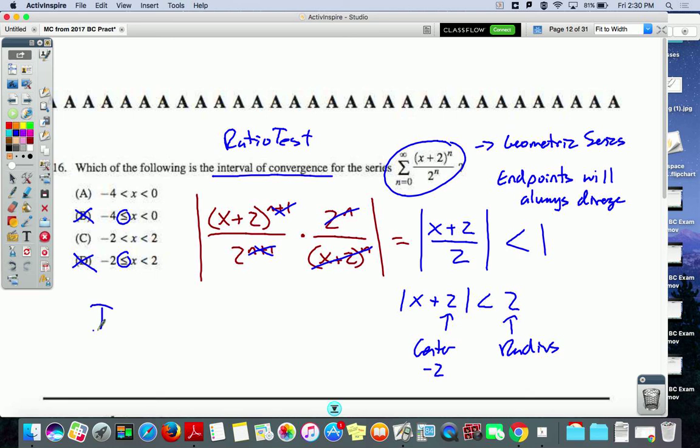So if the center is at negative 2 and the radius is 2, that means my interval of convergence goes from negative 2 minus 2, which is negative 4, up to 0, and we're not going to include the endpoints. So our correct answer is A.